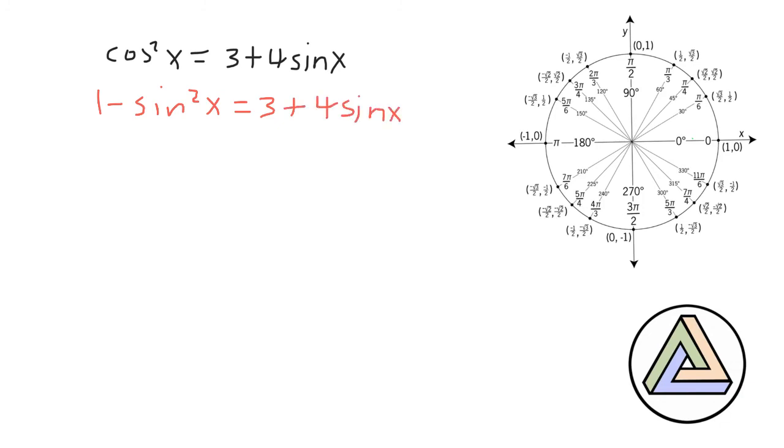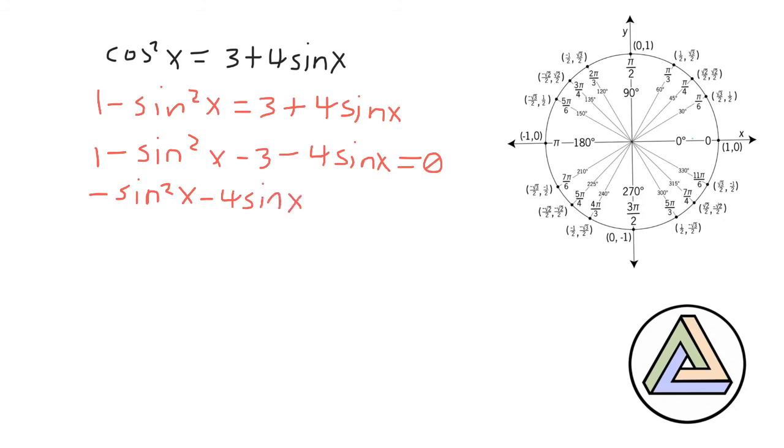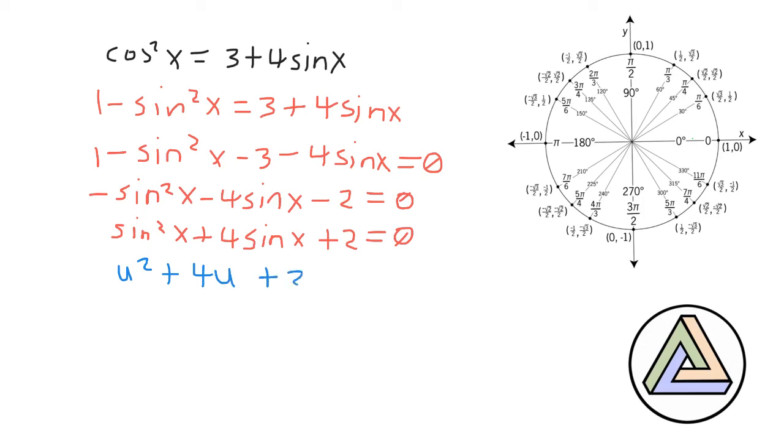And going through the exact same motions, we would have 1 minus sine squared x minus 3 minus 4 sine x equals 0. Combining like terms would result in negative sine squared x minus 4 sine x. Let's see, 1 minus 3 is negative 2, and we add 0. Dividing both sides by negative 1 would give us sine squared x plus 4 sine x plus 2 equals 0. Substituting u would be u squared plus 4u plus 2 equals 0.